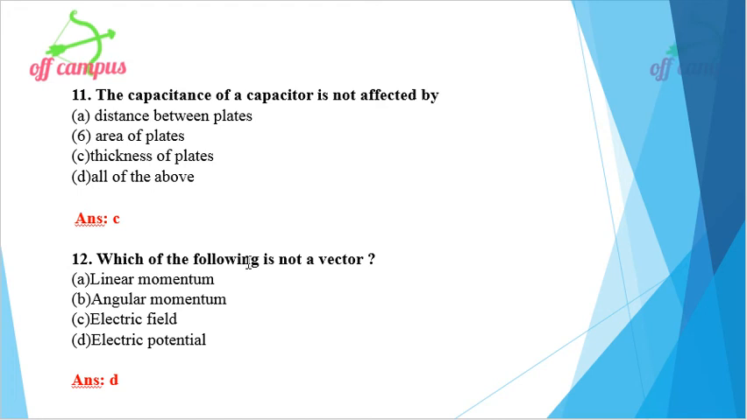Which of the following is not a vector? Read carefully the question. 4 options are given. Linear momentum is a vector one, angular momentum is also a vector one, electric field is also a vector one, electric potential is a scalar, not a vector. So, option D, electric potential is not a vector, is the right option for this problem.